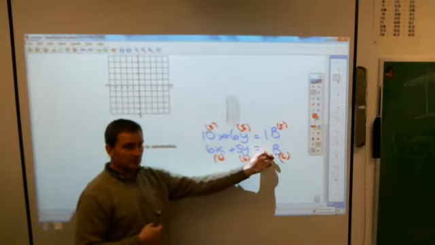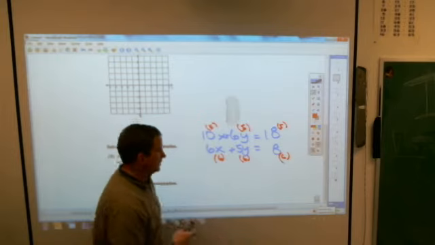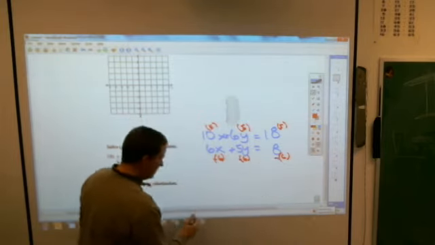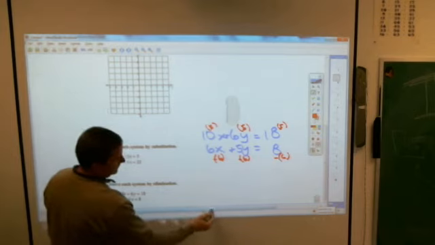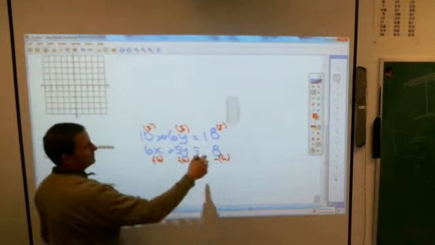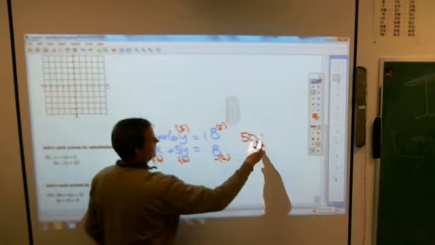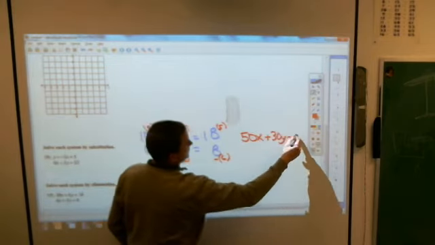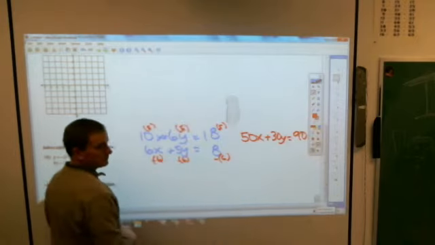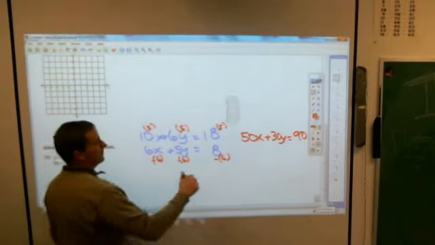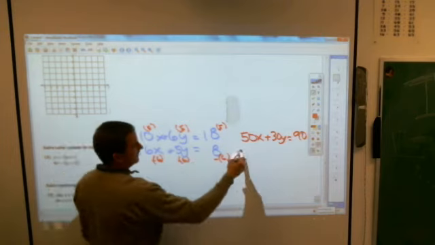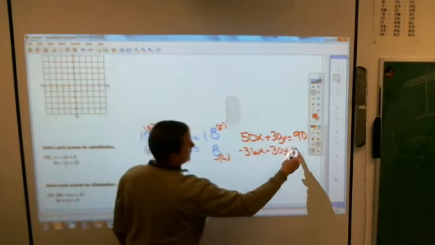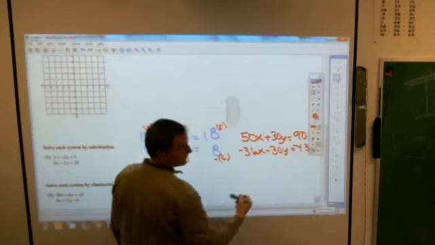Did you do one by negative? Which one, top or bottom? Okay, so we'll do the bottoms by negative 6s. And I think I'm going to go over here and do it over here. Can I do that? So on top, did you get 50x plus 30y equals 90? Yeah. On the bottom, did you get a negative 36x minus 30y equals negative 48?